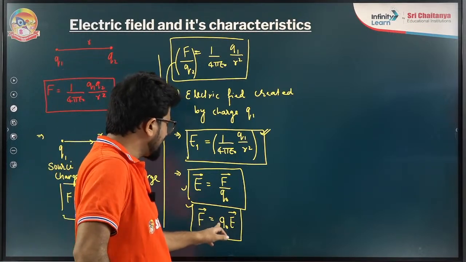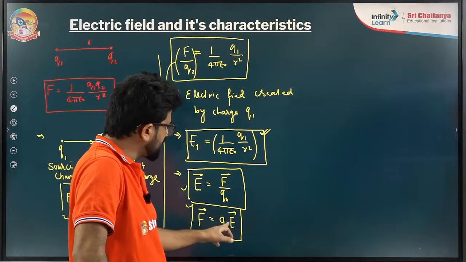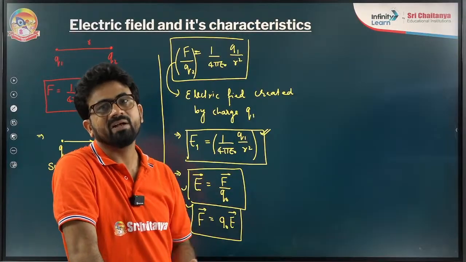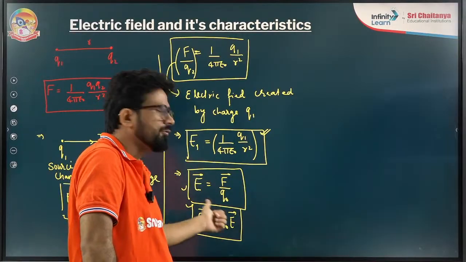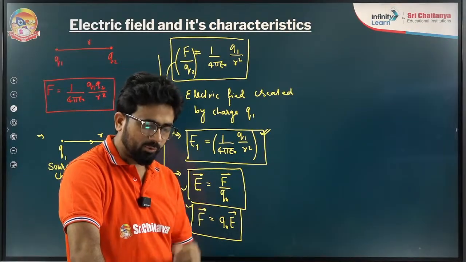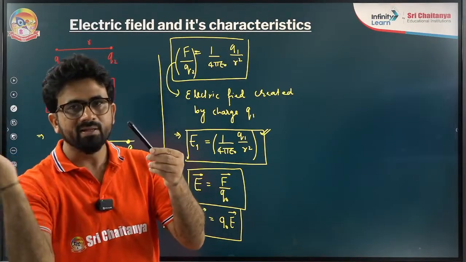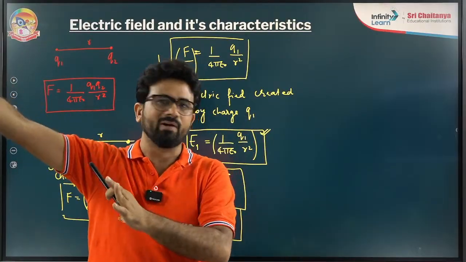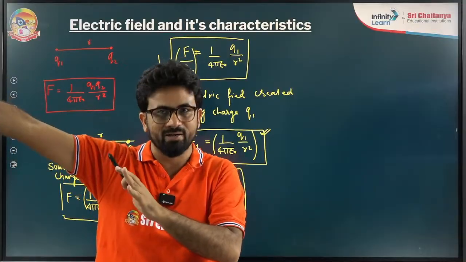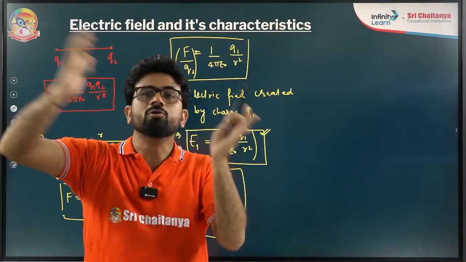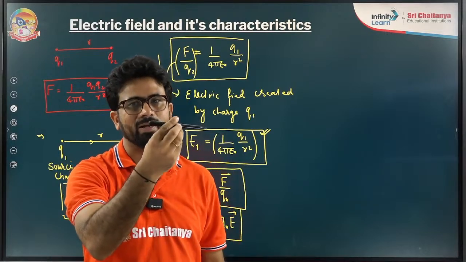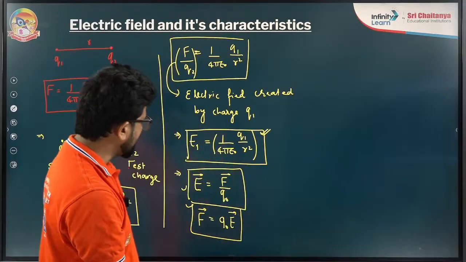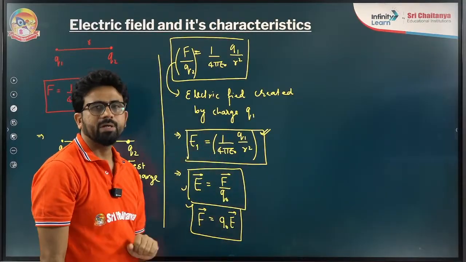When I write F is equal to Q0 E, that means an electric field is already present, and from that electric field I want to calculate the force. Suppose this is a charge particle, and the electric field is already present. Some external body is creating the field; don't worry about the source. You place this charge particle in it, and I want to calculate the force acting on it. Then you use this equation: F is equal to Q0 into E.